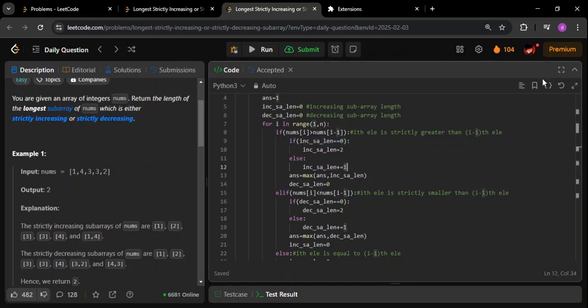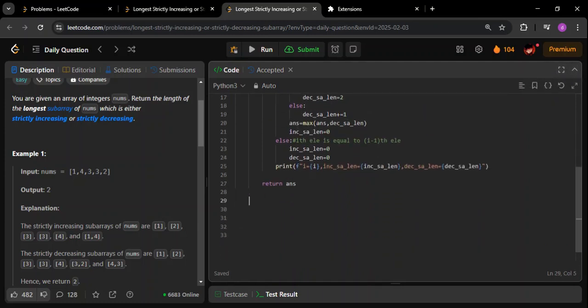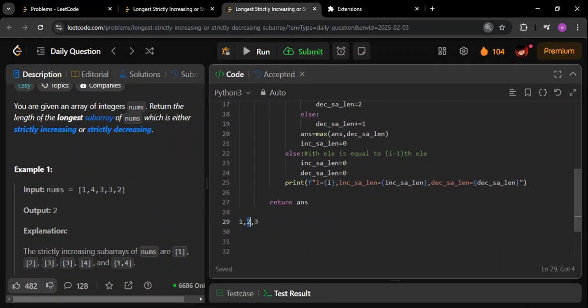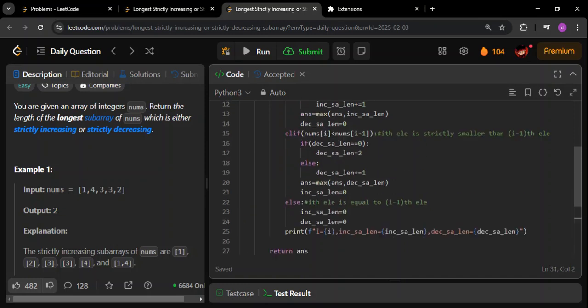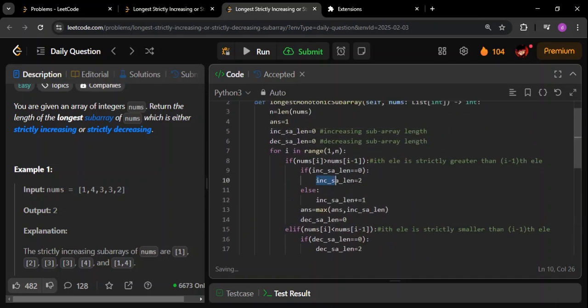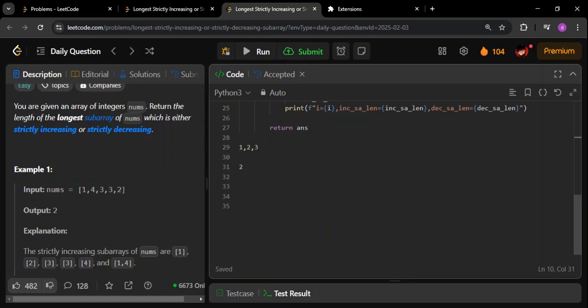For example, let us take a case like this. You have 1, 2, 3. When I start processing, I will start with 2. So 2 will be compared with 1, and this particular value will be made 2 initially. Because 2 is greater than 1, this particular value from 0 got changed to 2. As simple as that.